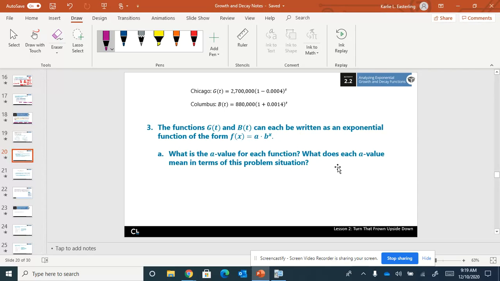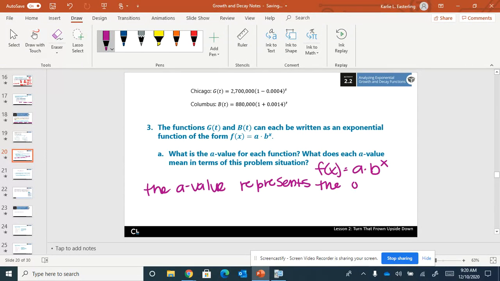So now we're going to answer some questions. So the a value, so hopefully y'all remember from earlier whenever we wrote that f of x equals a times b to the x. So that a value is what we are starting with here. So as you can see, for Chicago, we started with that 2.7 million, and that is what is shown there. So the a value represents the original population.